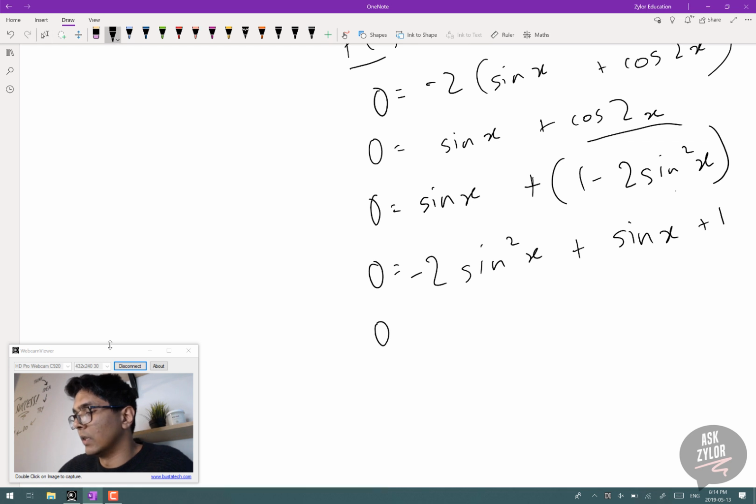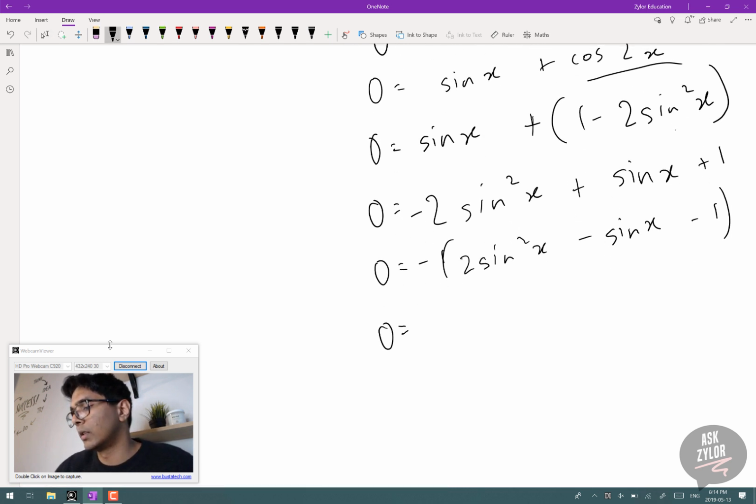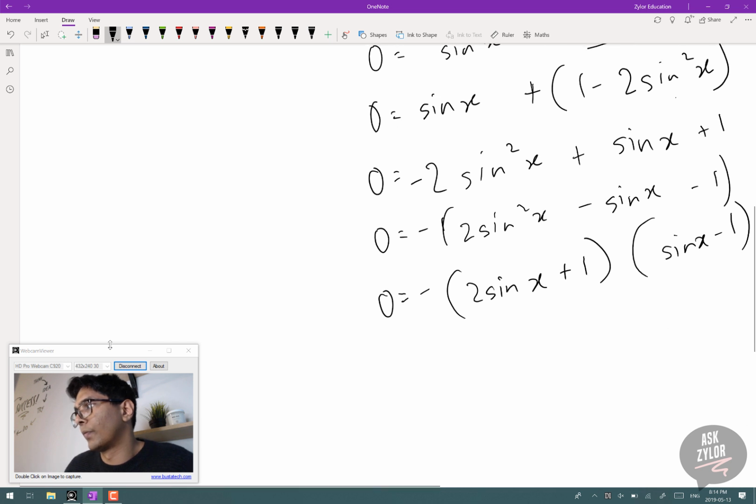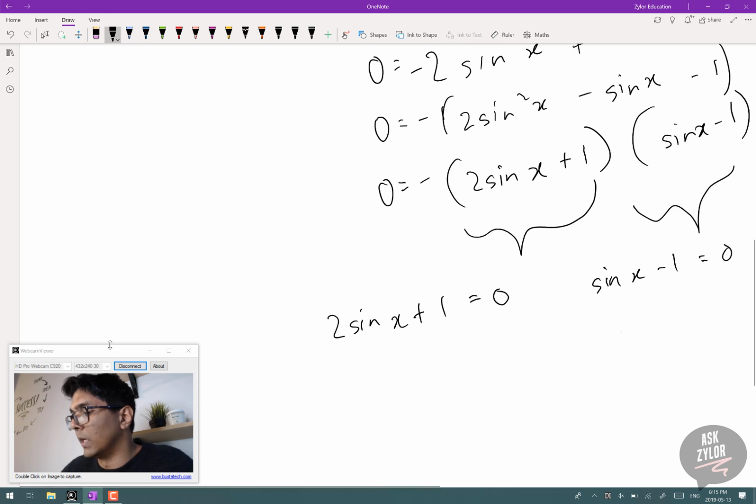If I factor out the negative, I don't like the -2, so I'm just going to factor out a negative to give me 2 sine squared x minus sine x minus 1. Right? So now I can try and factor this, which gives me 2 sine x plus 1, and then sine x minus 1. Now I can evaluate when each of these is equal to 0, that's when my critical points will exist. So I'm going to do 2 sine x plus 1 equal to 0, and sine x minus 1 equal to 0, and evaluate my x values.